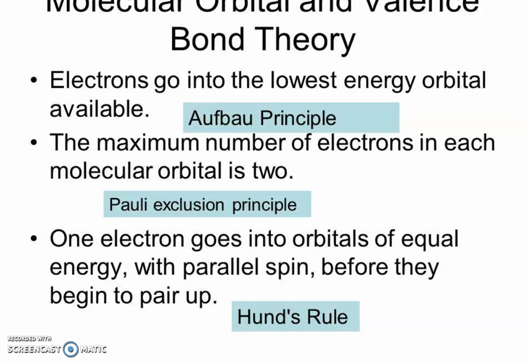Now, my friends, molecular orbitals and valence bond theory. Electrons go into the lowest energy orbital available. This is through the Aufbau principle. You know the Aufbau principle. The maximum number of electrons in each molecular orbital is 2. This is according to the Pauli exclusion principle. And you also know Hund's rule: one electron goes into orbitals of equal energy with parallel spin before they begin to pair up.